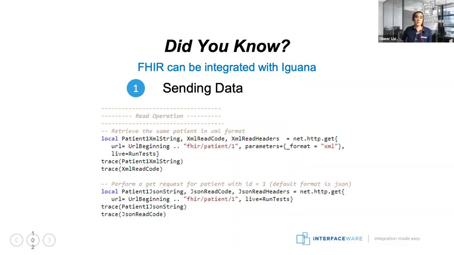To send data with FHIR, it's a little bit different than how we did it with CDA and X12. So to send data with FHIR, Iguana will act as a FHIR client and send web requests to a FHIR server. Here, we use net.http.get to do a read operation on the FHIR server to receive data. To send data, you will do a POST request. Notice how you can specify the format from XML or JSON.